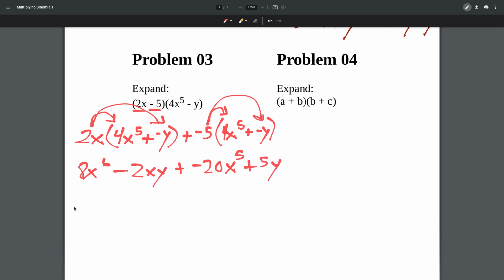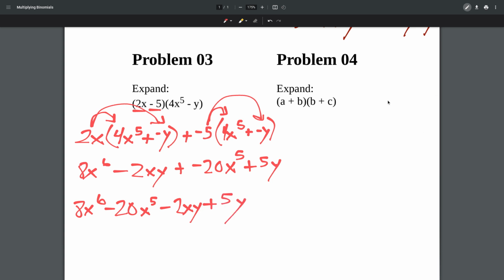All right, so if I rearrange this, I'll get 8x to the 6th power minus 20x to the 5th power minus 2xy plus 5y.